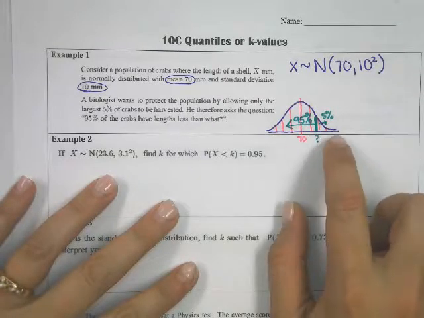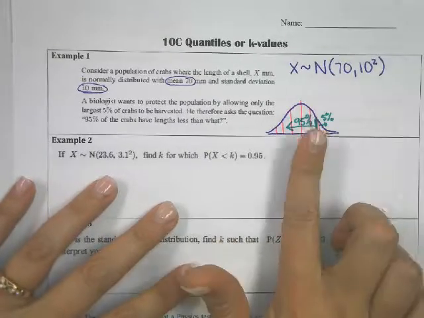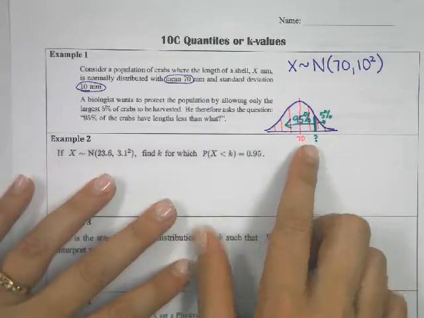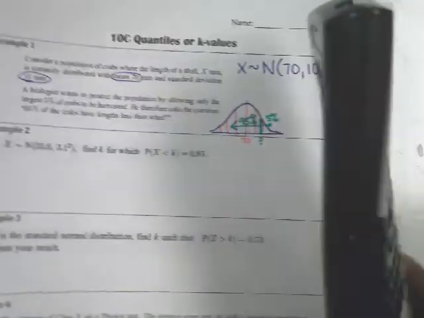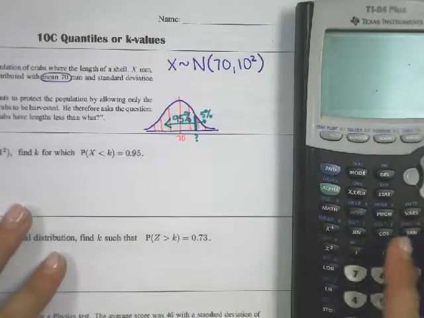Okay. I put the line over here because I know 95% is less. This is our 50% mark, right? 100% is going to be over here somewhere. So 95% is less. We want to find that shell length. To do this, this is our inverse norm button on our calculator.